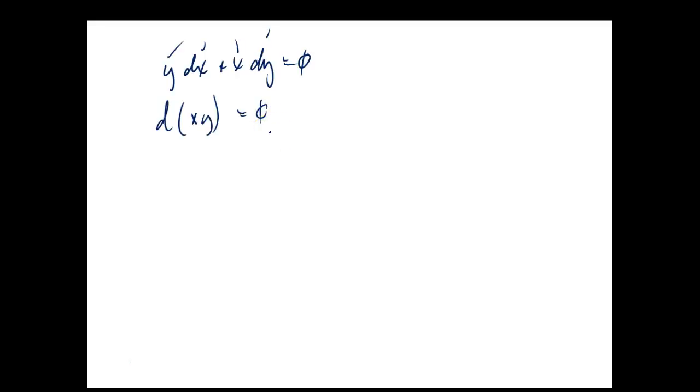Okay? Wouldn't the derivative of a product be x dy plus y dx? Yeah, same thing. Okay? And what you're saying here is the derivative of that product is 0. That means that product is always a constant. So this is saying xy is equal to some constant. In other words, y is equal to some constant over x. Okay?